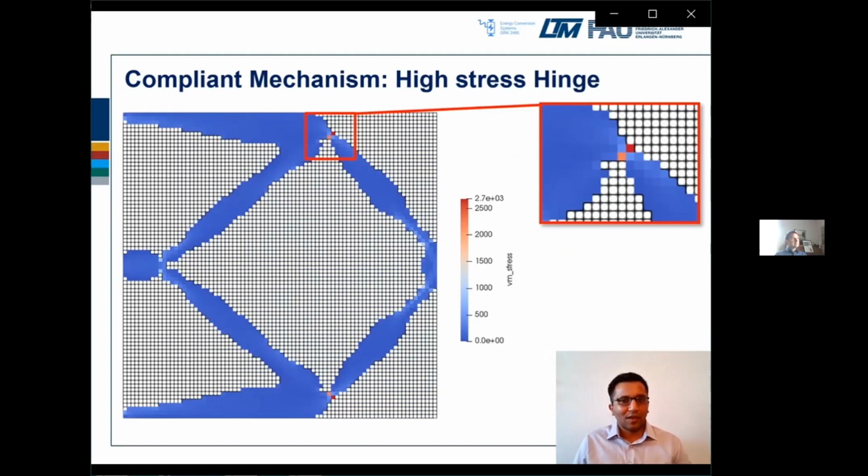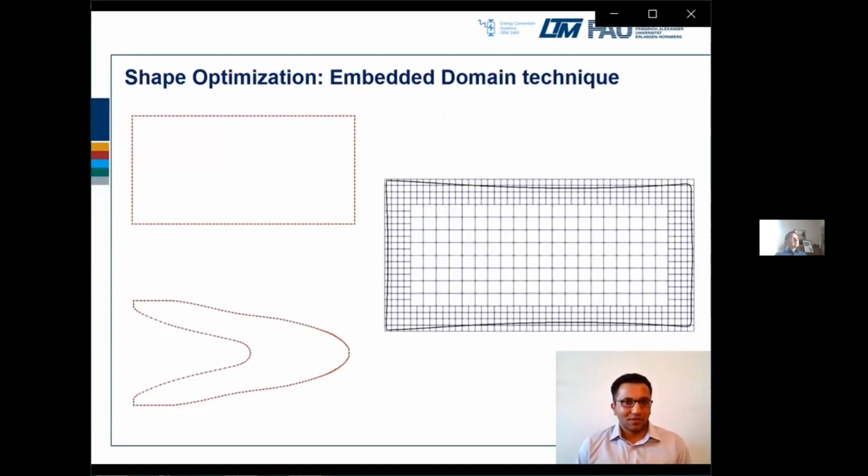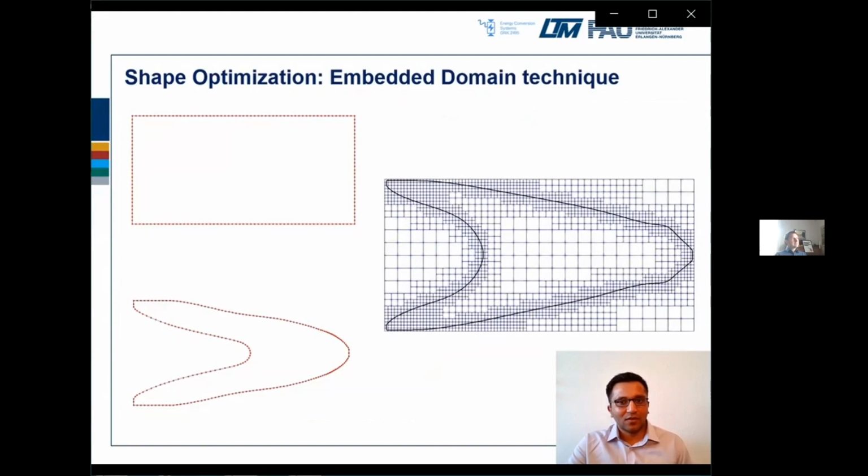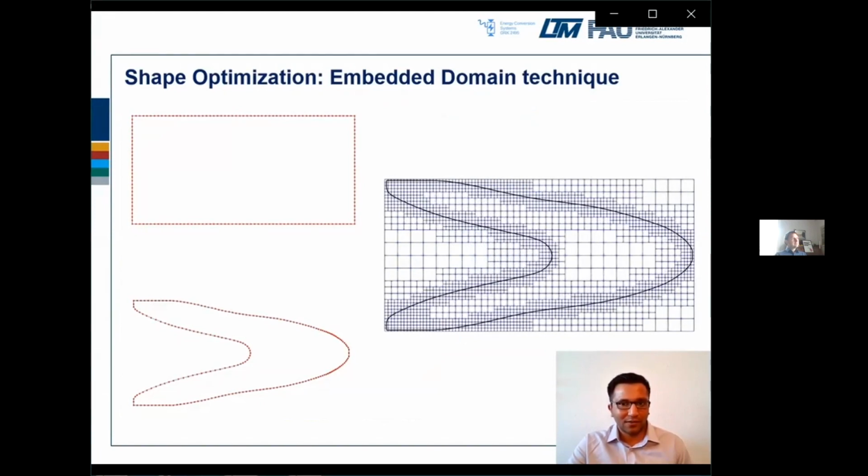On a close examination of the mechanism obtained by topology optimization, we can see hinge formations. These hinges are subjected to very high stresses. To reduce the stresses in these hinges, we use shape optimization. In shape optimization, the design variables are the nodes on the boundary of the structure. We perform the shape optimization using an embedded domain discretization technique.